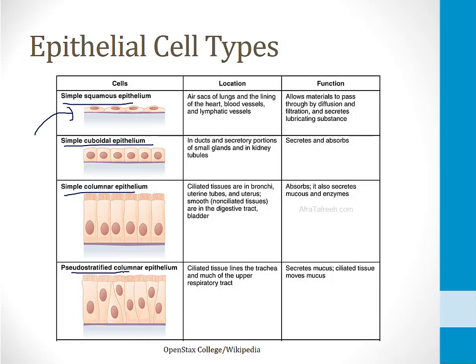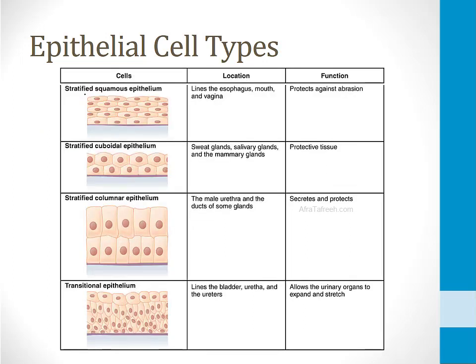Sometimes the epithelial cells pile one on top of another. This is called forming a stratified epithelium. So in some places in the body you can find stratified squamous epithelium, stratified cuboidal epithelium, and stratified columnar epithelium. And then there's a special type of epithelial layer called transitional epithelium. This is found largely in the urinary tract in places like the bladder and the urethra and the ureters.